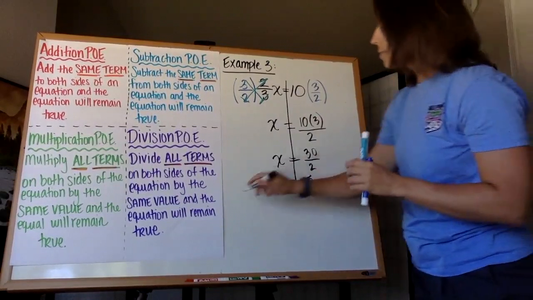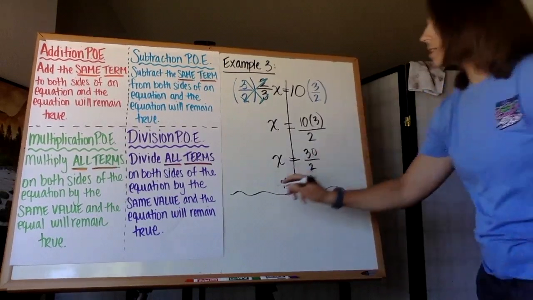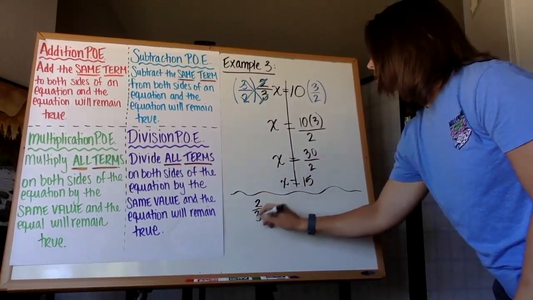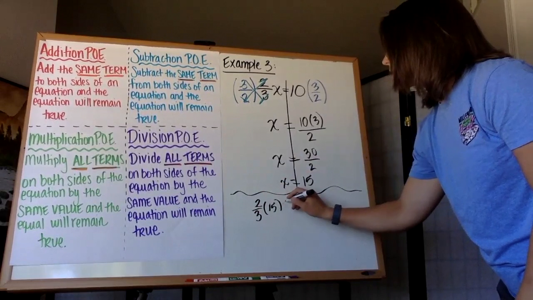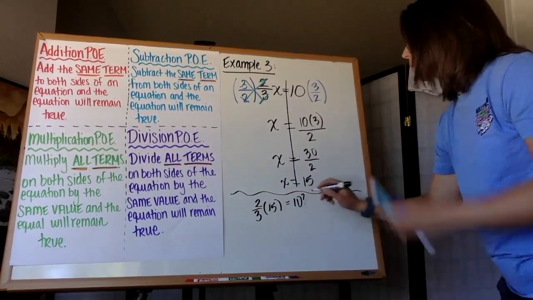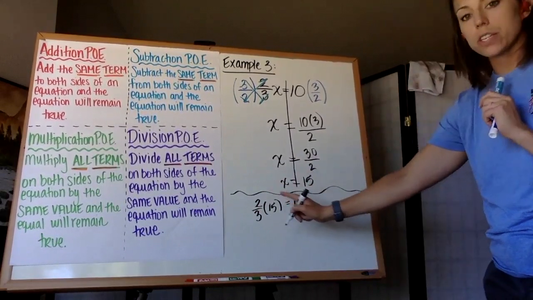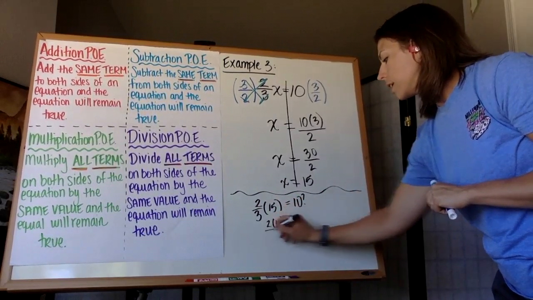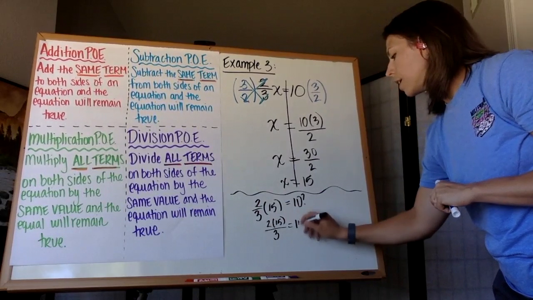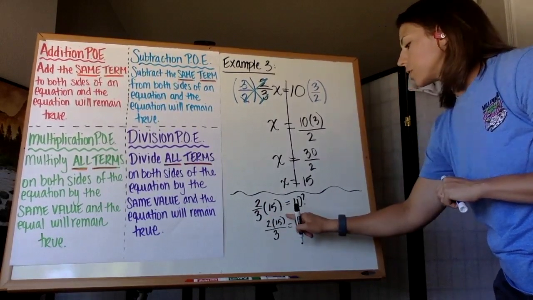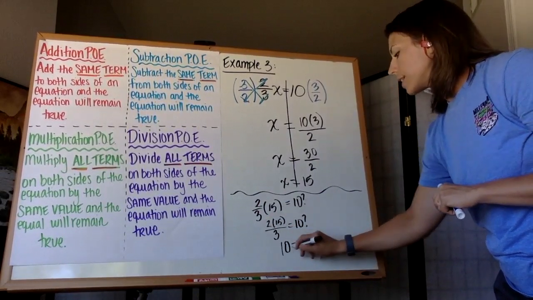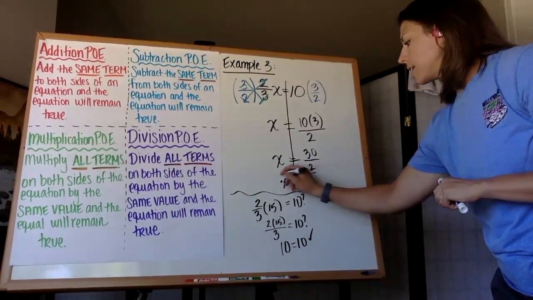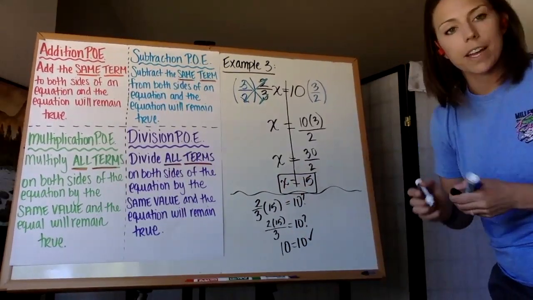Let's go ahead and check it now. We always do our checks. 2/3 times 15. Does that equal 10? Let's see. Remember, multiplying by a fraction is just multiplication and division. That's 2 times 15 divided by 3. Does that equal 10? Well, 2 times 15 is 30. 30 divided by 3 is 10. So yes, 15 is our final solution.